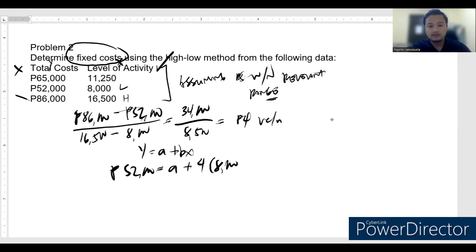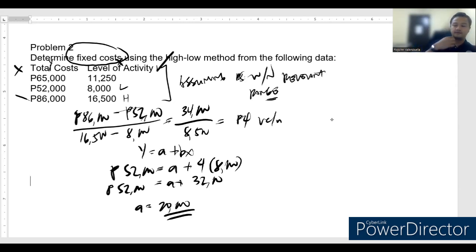That's 8. So therefore, 52,000 equals A plus 32,000. Therefore, A is equal to 20,000. Okay? 20,000. So 52 minus 32 is 20,000. So again, just to be sure, check lang ulit natin, no? Gamitin ko naman ay yung highest. Meron kang 86,000 equals 20,000. So ito na na-compute mong total fixed cost.